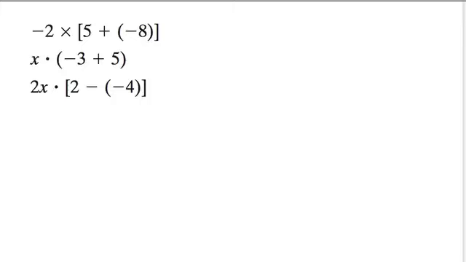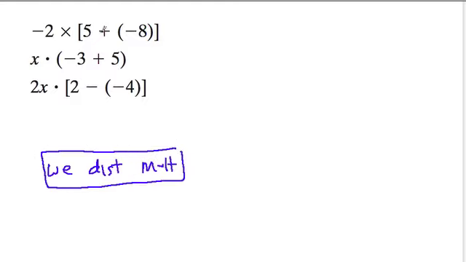So the goal in this problem right here is to rewrite each of these using the distributive property without changing the equation, right? We're just rewriting them in different ways. So when we distribute, the operation we distribute is multiplication. That's really the operation we focus on with distribution. And in each of these cases, we're multiplying by something.